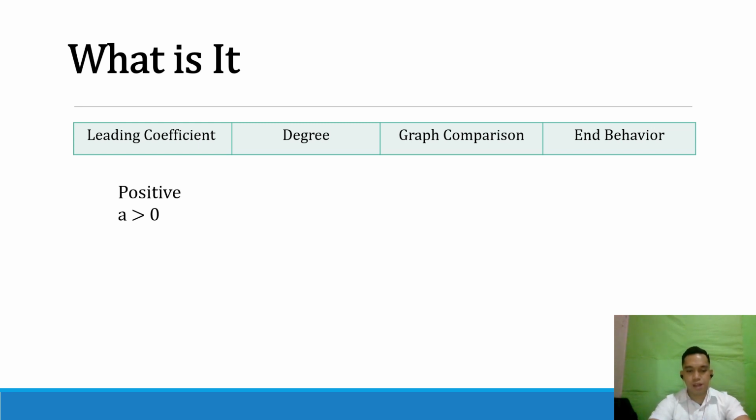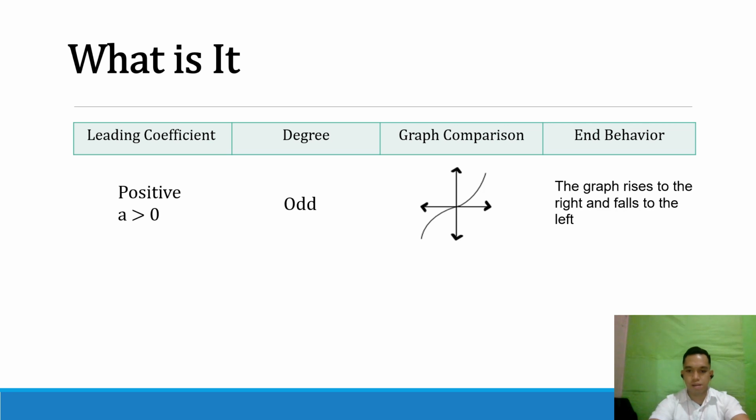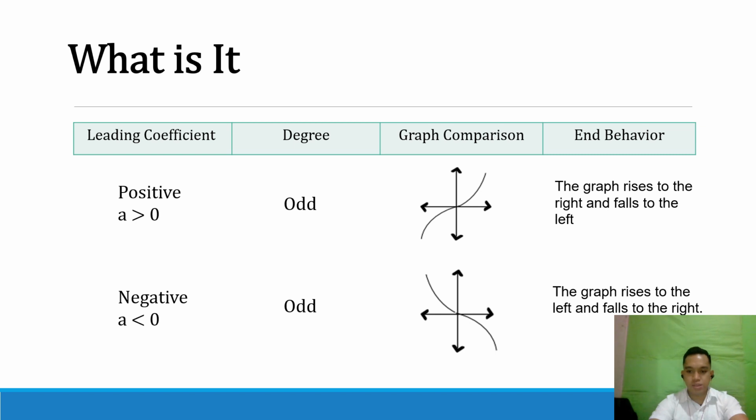Okay, dito naman kapag yung ating leading coefficient is positive and the degree is odd, so the graph comparison looks like this. Ayan. So the graph rises to the right and falls to the left. Then if the leading coefficient is negative and the degree is odd, then the graph comparison looks like this. And the graph rises to the left and falls to the right. Ayan, tandaan ninyo yung ating end behavior. Nakadepende yan sa ating leading coefficient at saka degree. Kung ano yung ating end behavior. Ayan.